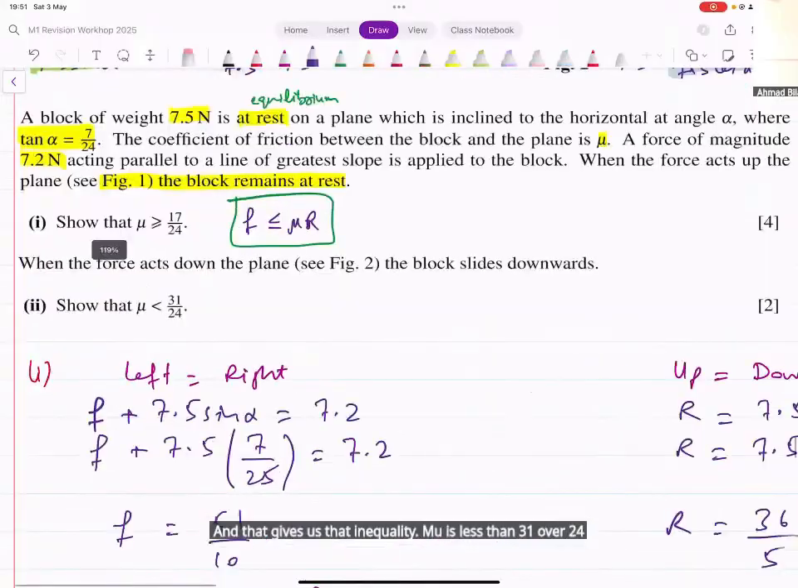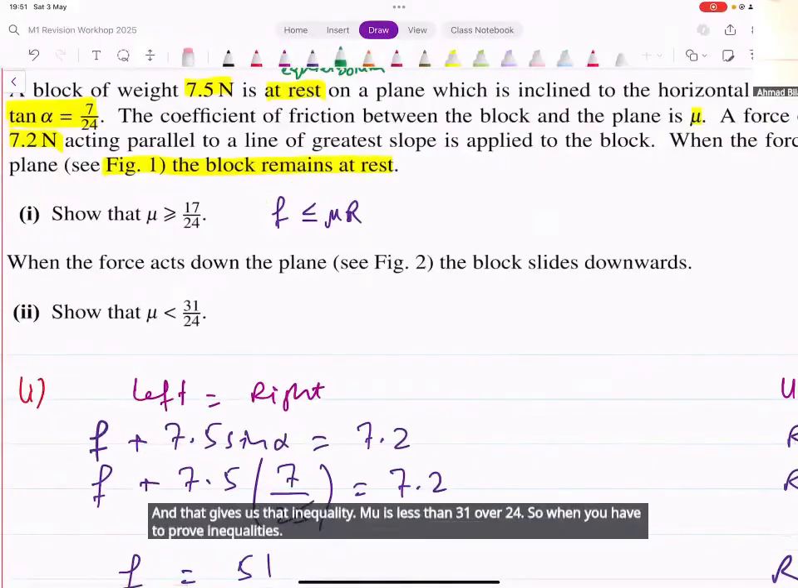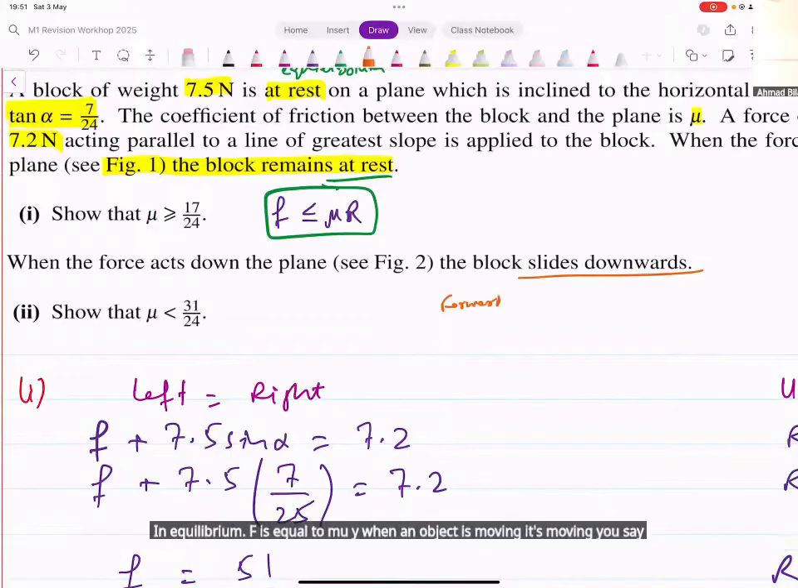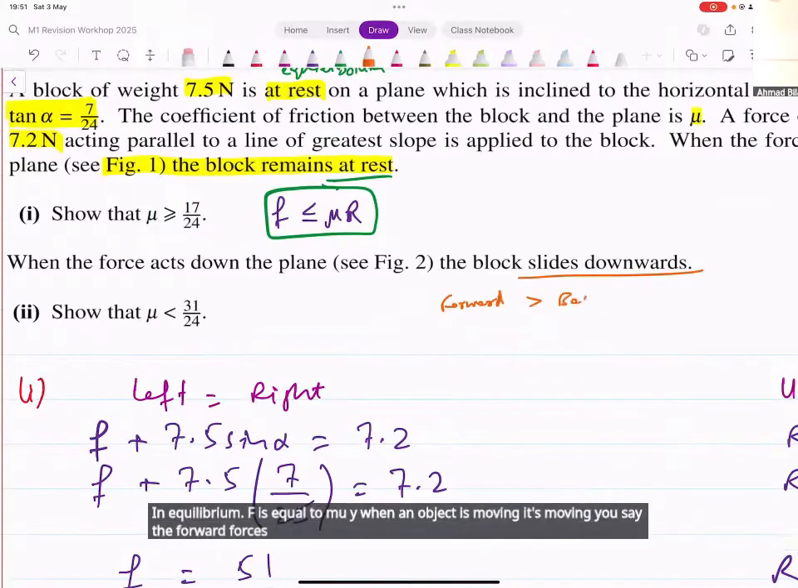So when you have to prove inequalities in equilibrium, F is less than or equal to mu r. When an object is moving, you say the forward forces are greater than the backward forces. Forces acting in the direction of motion should be greater than the forces acting opposite to the motion.